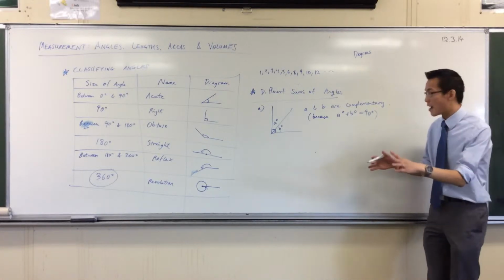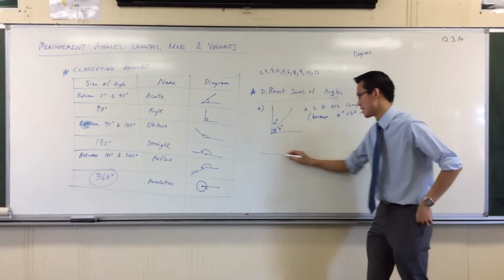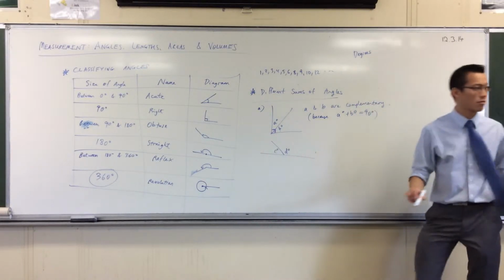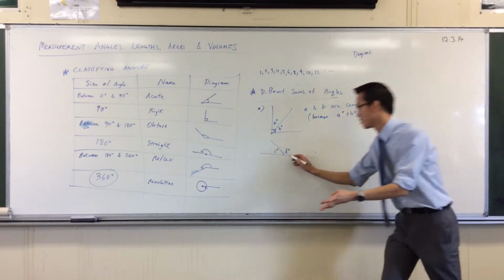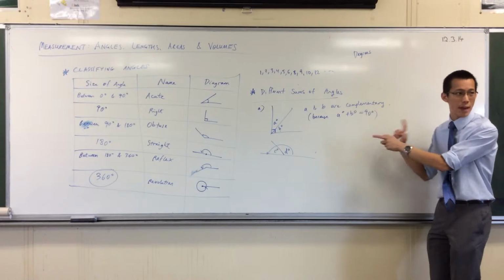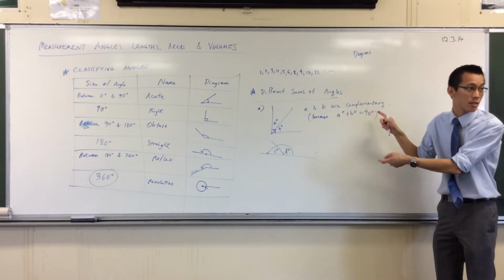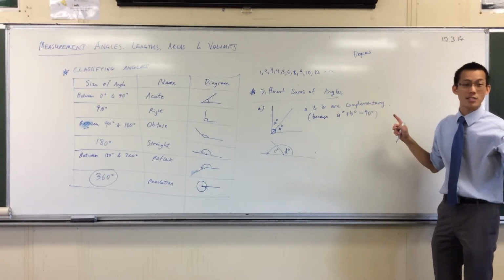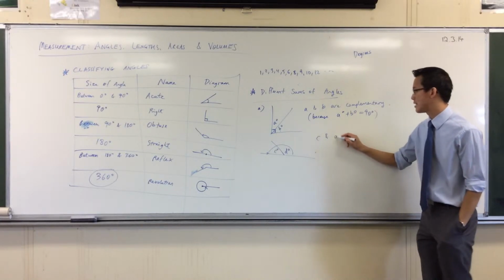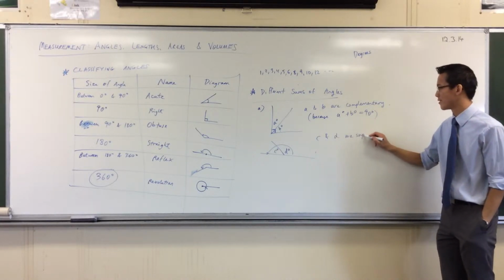Now, if we have another two angles, let's call them C and D, and instead of adding up to 90 degrees, they add up to 180, to a straight line. Again, we have a special sort of name for it. Does anyone remember what it is? It's very similar to this. Yeah? Starts with an S. Supplementary. Supplementary, that's right. So here, C and D are supplementary.